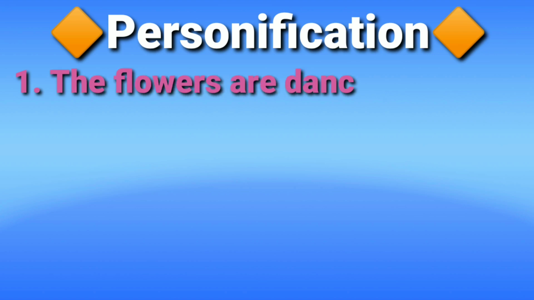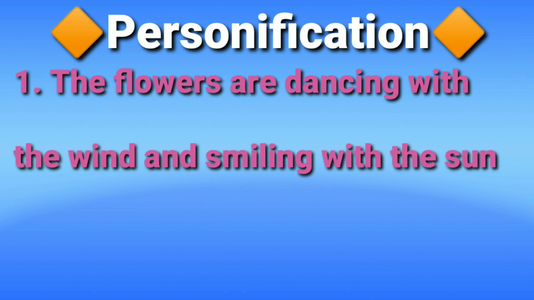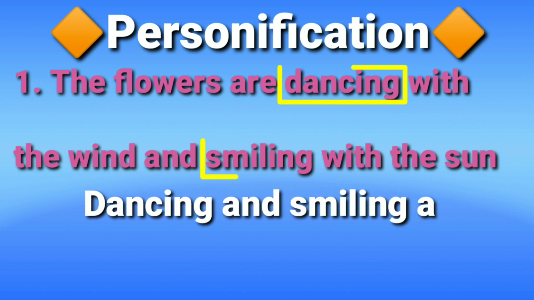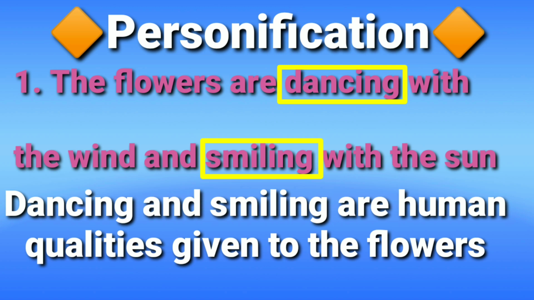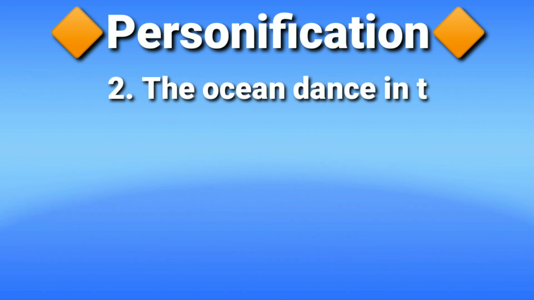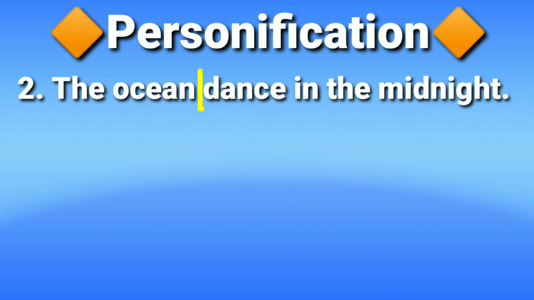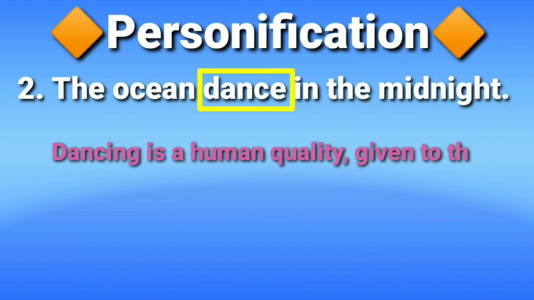The flowers are dancing with the wind and smiling with the sun. Now, the quality dancing and smiling is human quality, and it is being given to the flowers. Let's see another example. The ocean dances in the midnight. Again, dancing is a human quality and it is being given to the ocean.